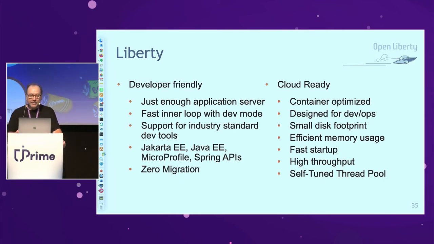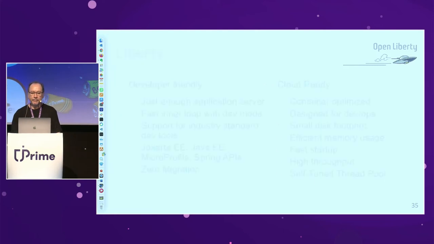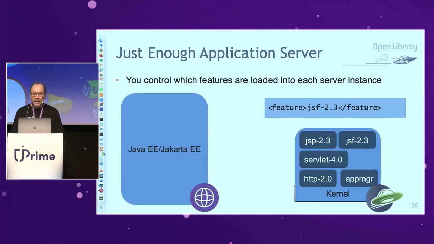And it's cloud ready, which means it's optimized to run in containers and in CI/CD environments, and has all the characteristics you want for running in the cloud, which is small footprint, efficient memory usage, and fast startup, et cetera. Like we mentioned, it's just enough application server. So here's an example. You can pull in the full API for Jakarta, or just a single feature. Totally up to you. So this allows it to run very small, and it's very scalable.